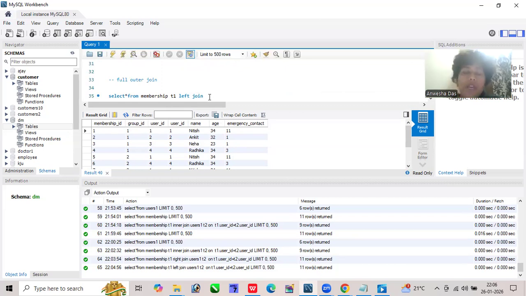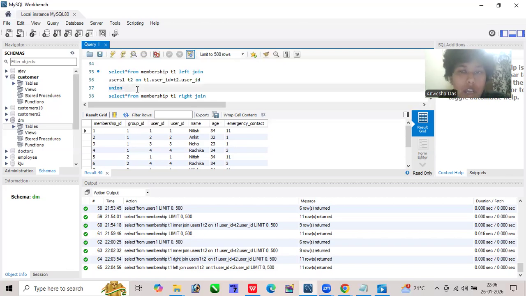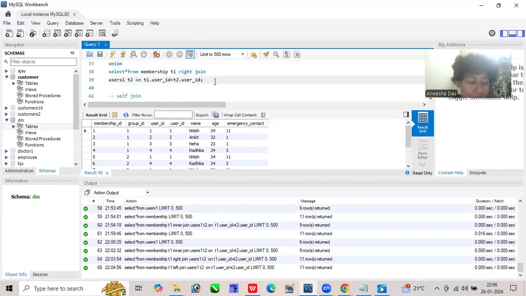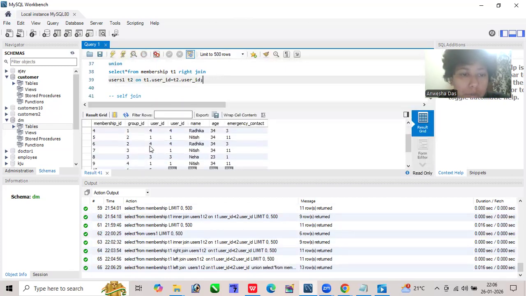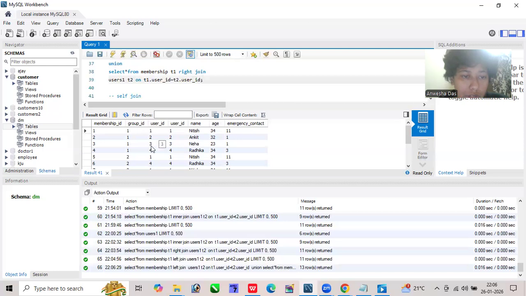So what we can do instead is, first of all we'll perform the left join and we'll perform the right join. And in the middle of left join and right join, we'll perform the union. Okay, see here. So this is the code, guys. And full outer join, obviously, what it will do? It will take each and every value.